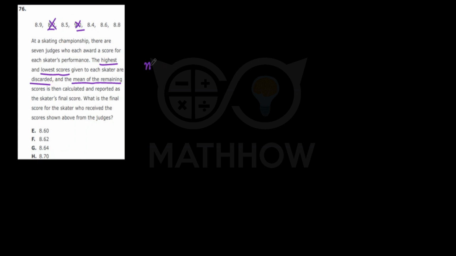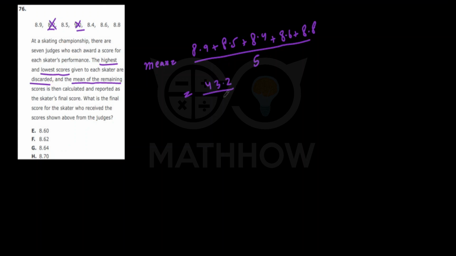The mean is calculated as the sum of the values, 8.5 plus 8.4 plus 8.6 plus 8.8, divided by the number of values. So how many values are these? 5, not 7. Why? Because these two are discarded. Adding these, we will have 43.2 whole divided by 5.